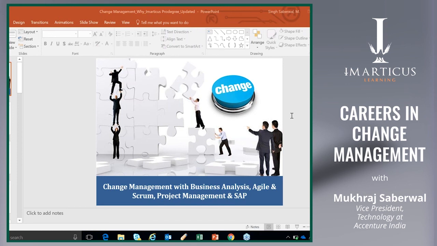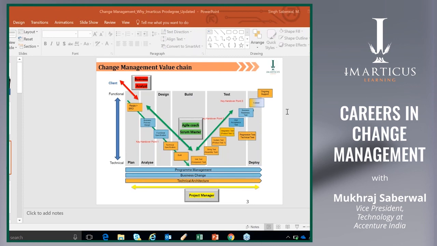So that way the barriers are removed, because after this Prodegree, you are a certified business analyst or a certified agile coach, and you're also certified in most of the SAP knowledge and aspects. This combined knowledge and skill is the opportunity window for you.